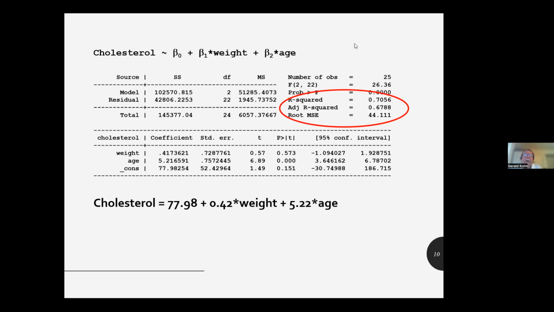And then if we look at our regression table, we see that the regression coefficient for weight, 0.42, is not statistically significant. And over here, you can see that the 95% interval includes 0. So this is telling us that weight probably doesn't add much to our prediction of cholesterol, because our R squared hasn't changed very much, and we have a non-significant regression coefficient for weight.